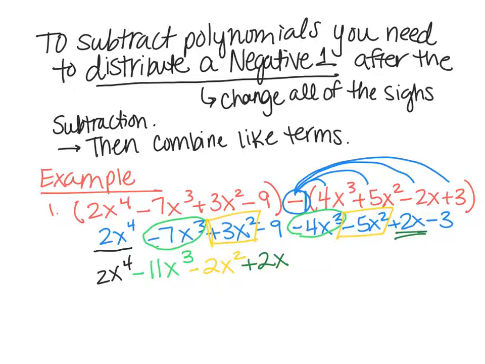And then the last thing that I see would be my negative 9 and my negative 3, which is going to give me a negative 12. So now I see my polynomial.